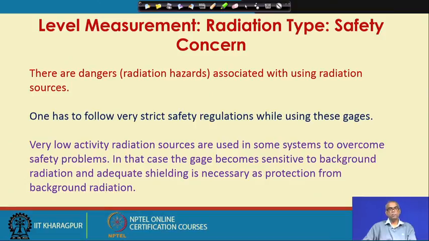When you are using radiation type level gauge, there are some safety concerns. There are dangers or radiation hazards associated with using radiation sources. One has to follow very strict safety regulations while using these gauges. Very low activity radiation sources are sometimes used in some systems to overcome safety problems. In that case, the gauge becomes sensitive to background radiation, and adequate shielding is therefore necessary to protect the device from the effect of background radiation.